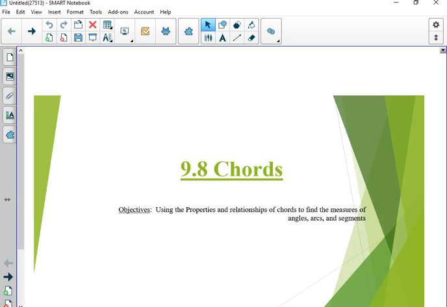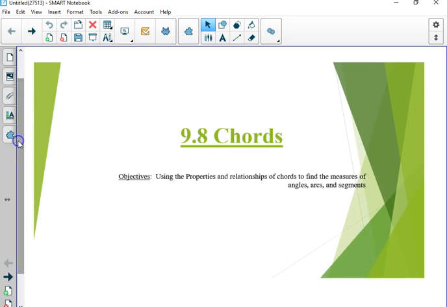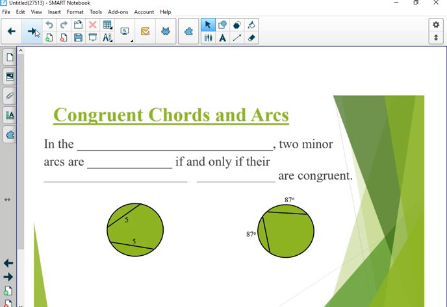5.8, chords. We've already discussed chords. We know what they are. We've even discussed some properties of them. We're going to just go deeper into their study. All right, so congruent chords and arcs.